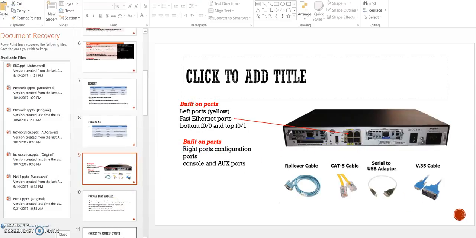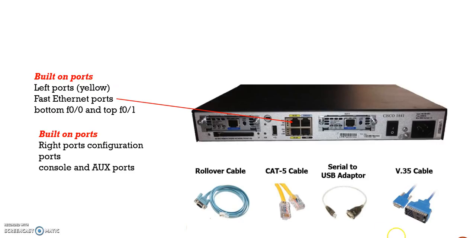So we can see here. Here we go, we have the light blue one. This is called the console port, and we use the console or rollover cable to access it. We're going to explain this in the next video. So this is the console port.